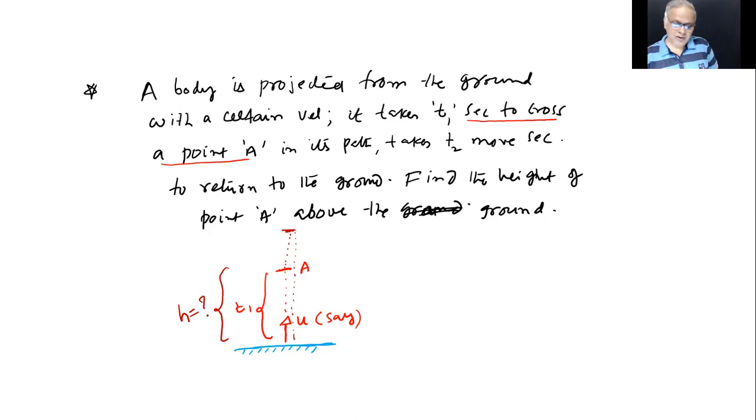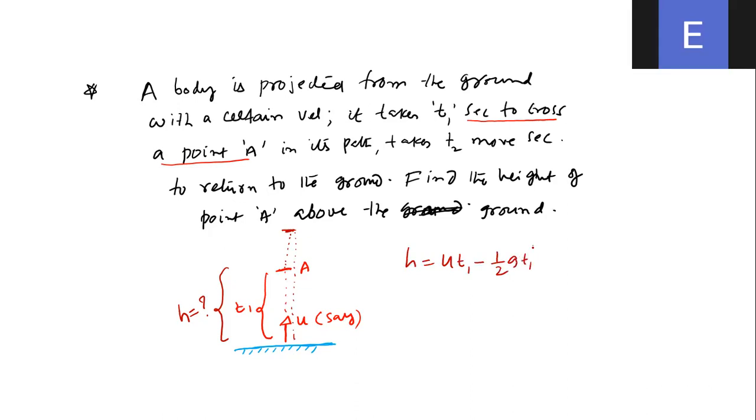What to do after this? You know, when h is wanted, u and t1 are there. Is it not h equals u t1 minus half g t1 square? But the problem is we don't know h, we don't know u. We only know t1, which is given in the question, right? So will that be the first step if I wanted?